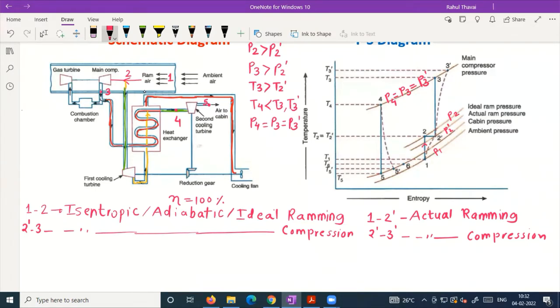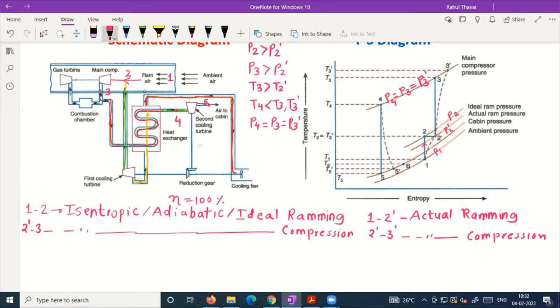So what is the meaning of expansion? During expansion, the temperature decreases. Again, that expansion can be either ideal or actual. Ideally it will expand from 4-5, but actually it will expand from 4-5 dash.